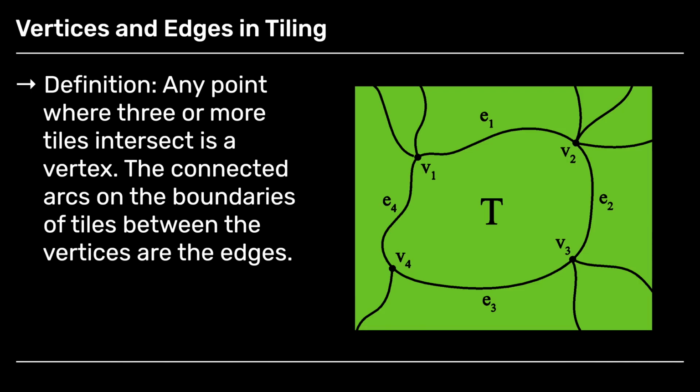We need another two definitions. We're going to say, definition, any point where three or more tiles intersect is a vertex. We will consider that a vertex. And then the connected arcs on the boundary of a tile that are separated by vertices are called the edges. So this tile here you see has 4 vertices and 4 edges, and if you think about it for a little while, it's always the case that the number of vertices on the boundary of a tile equals the number of edges on the boundary of the tile.